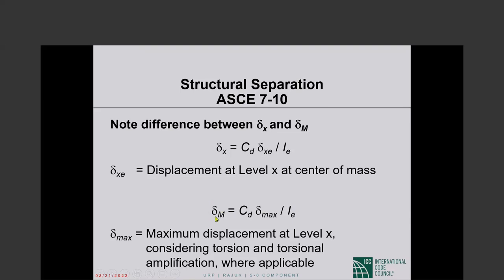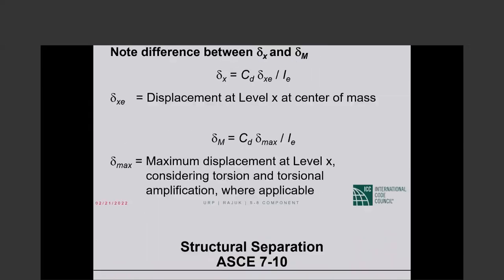Now, this delta sub capital M is maximum displacement at level x. This is maximum displacement, considering torsion and torsional amplification where applicable. So if it is a torsionally irregular building, you will have to consider the inherent torsion. You have to bring in accidental torsion, and depending upon your situation, you may have to multiply the sum of the two by the torsional amplification factor. Okay, under all of that, the maximum deflection will be somewhere along the edge of the building, and that maximum deflection is capital delta sub M. So in other words, delta sub xe typically does not include the effect of torsion. Delta sub capital M includes the effect of torsion.